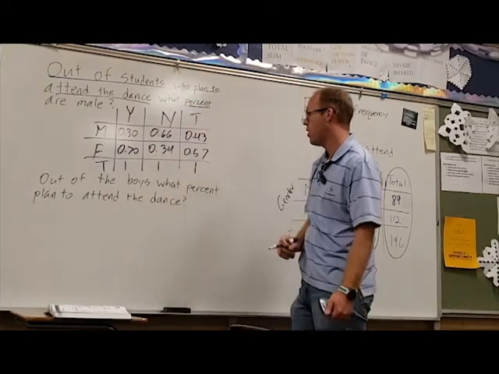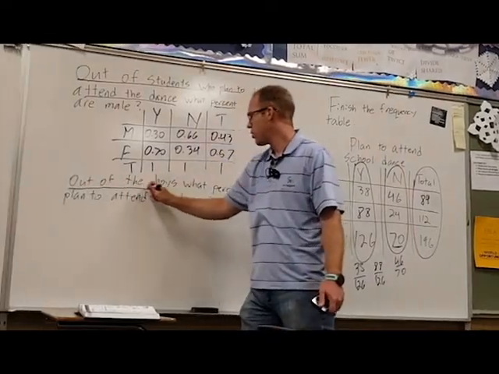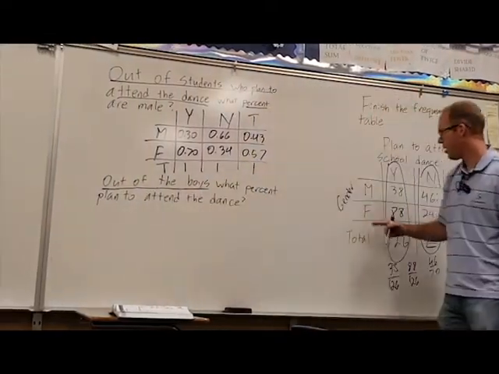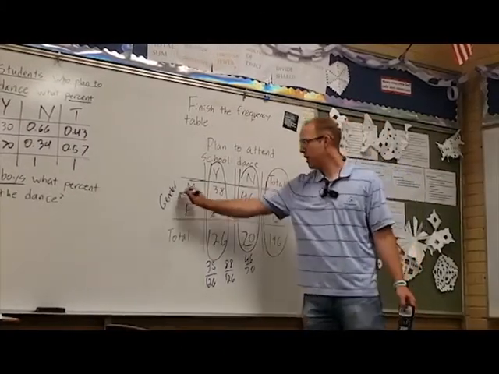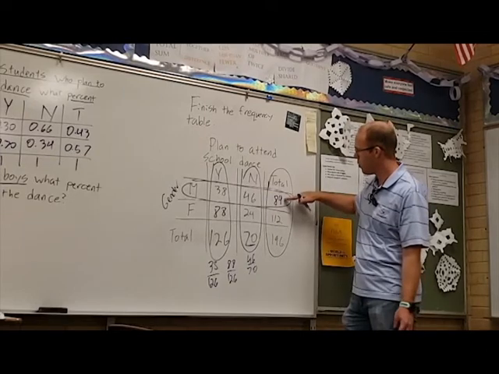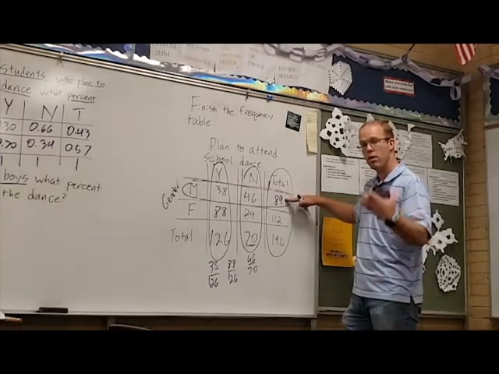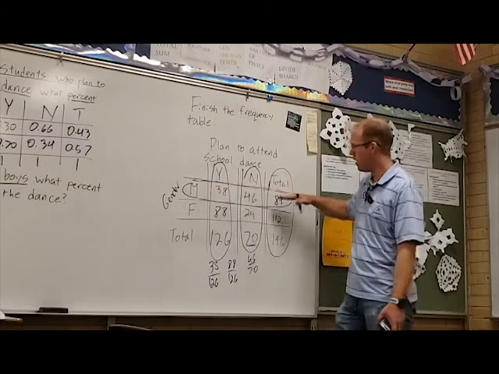Let's read this one. Out of the boys, what percent plan to attend the dance? So our condition is that we're just looking at the boys. Well, here are the boys. That is this row. So since we're looking at a row of data, we need for our percents to use this row total right here. And so we need a new table with the rows as the relative frequency right there.